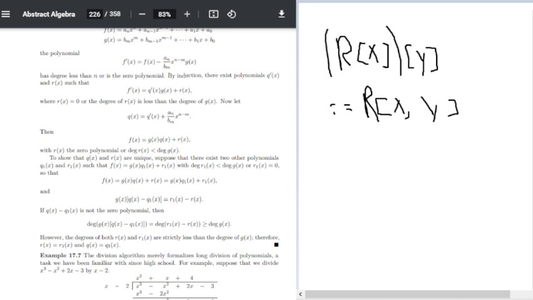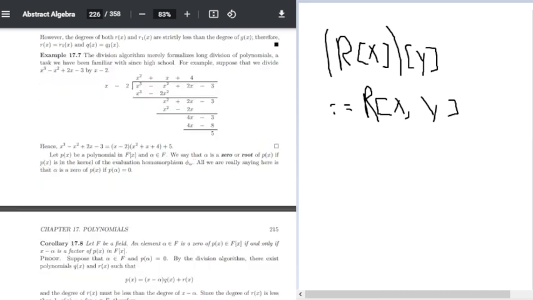Example 17.7. The division algorithm merely formalizes the long division of polynomials, a task we have been familiar with since high school. For example, suppose that we divide x cubed minus x squared plus 2x minus 3 by x minus 2.